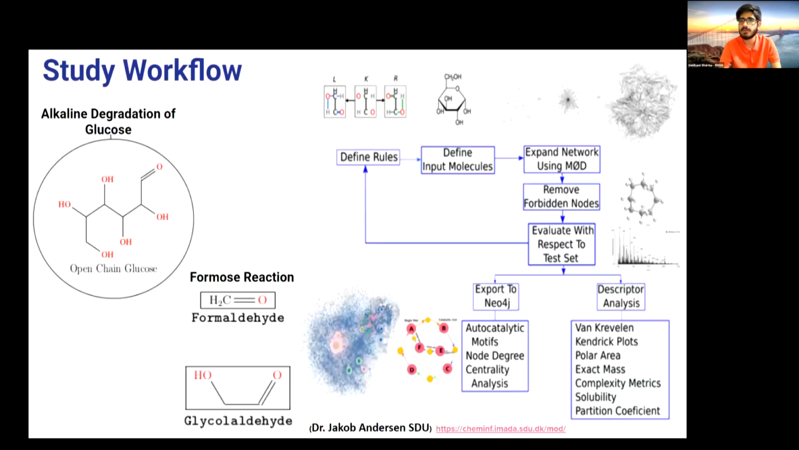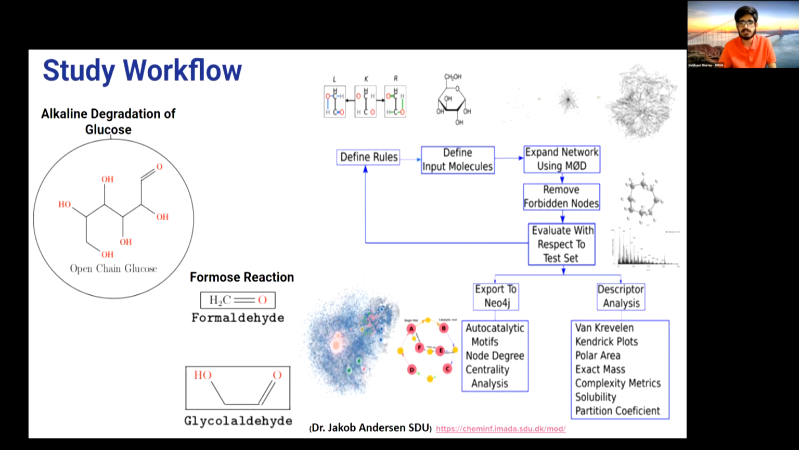Moving on, just to give you an account of our study workflow, at the start of our project we studied alkaline degradation of glucose in aqueous environments and the formose reaction. As you all know, the formose reaction is a well-known example of autocatalysis, and it served us well. At the center of our theory, in the center of our experiments, we used graph molecular language, GML, and graph theory-based systems such as MOD, which is developed by our collaborator at Southern Denmark University. What MOD does is it defines the rules. Rules, as you know in chemistry, is how your molecule will behave. So we define our molecule in SMILES, apply those rules, and build a network of molecules using MOD.